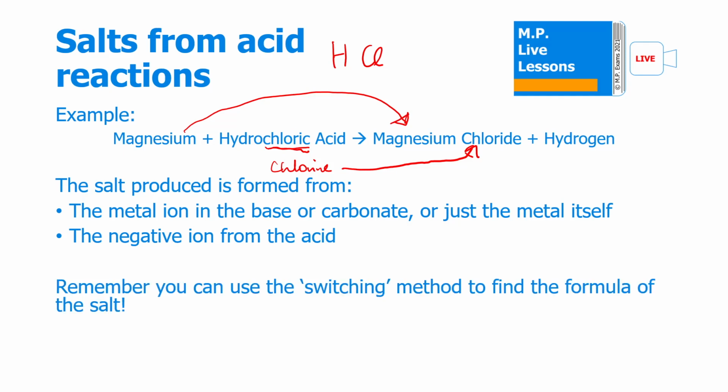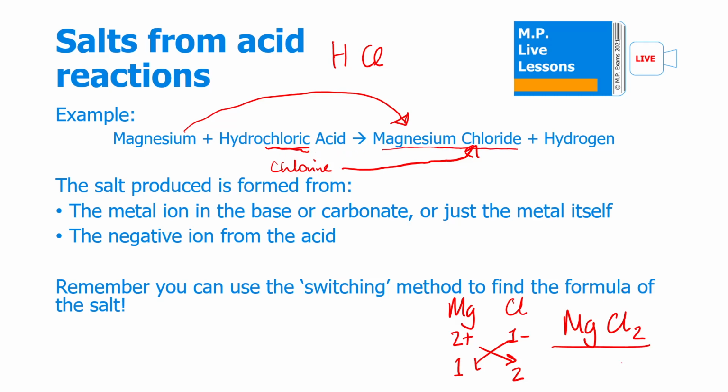And remember, like earlier, you can use a switching method to find the formula of the salt. For example, magnesium is a 2 plus ion, chlorine is a 1 minus ion. Switch the numbers around, and you can ignore the signs by now. So you need 1 atom of magnesium and 2 atoms of chlorine, so MgCl2. That's the formula for magnesium chloride.